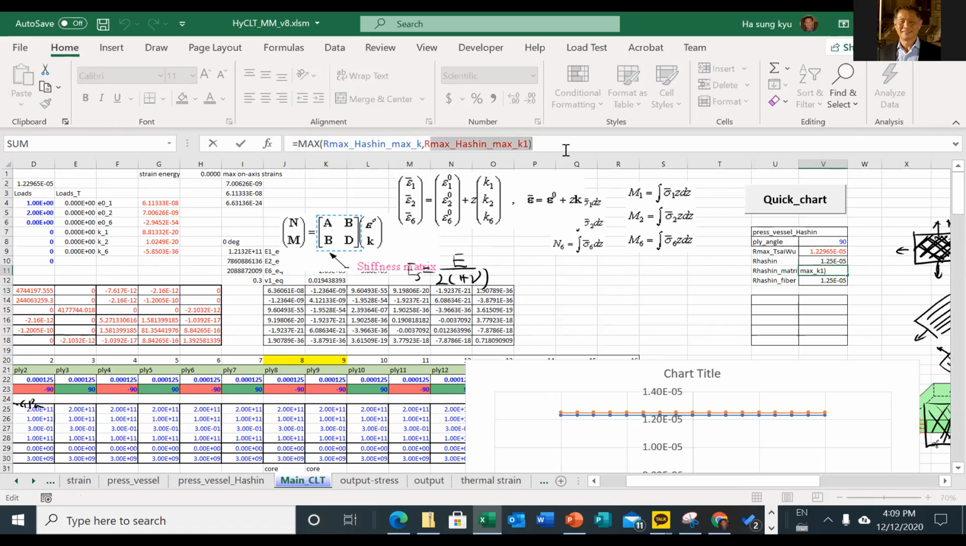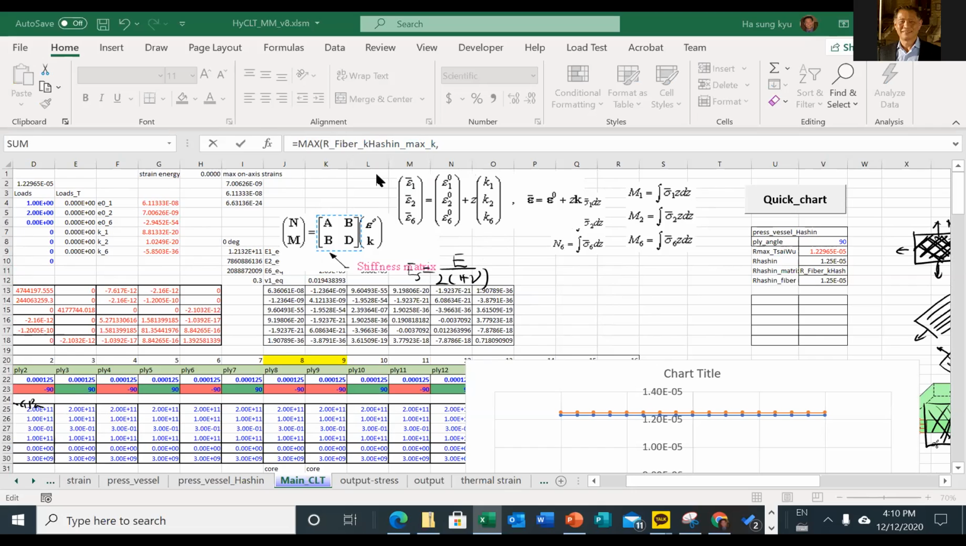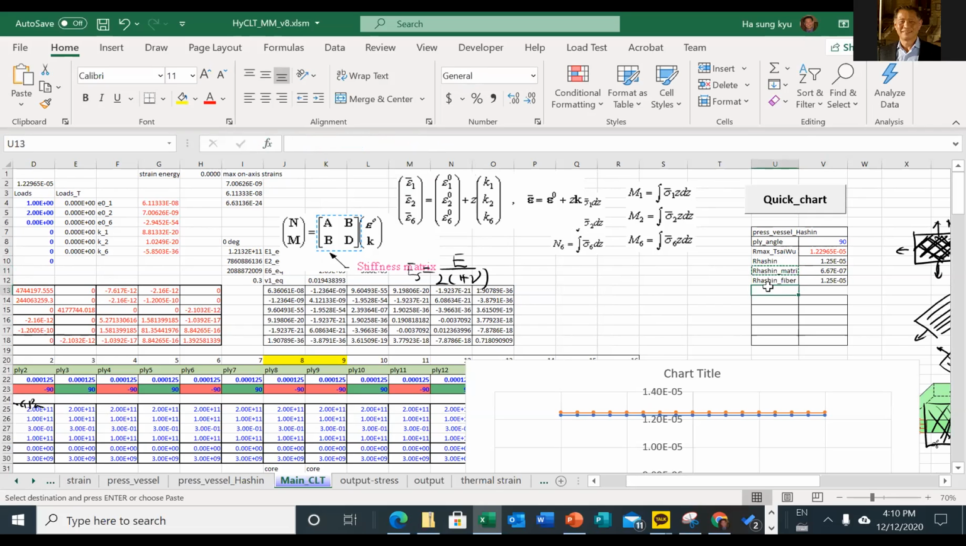Why so many maximum? And Hashin, this is going to be a fiber, right? Fiber. Okay, so fiber at K and maximum. I'm sorry, this is going to be a maximum. You have the fiber first, and then it's going to be a matrix.